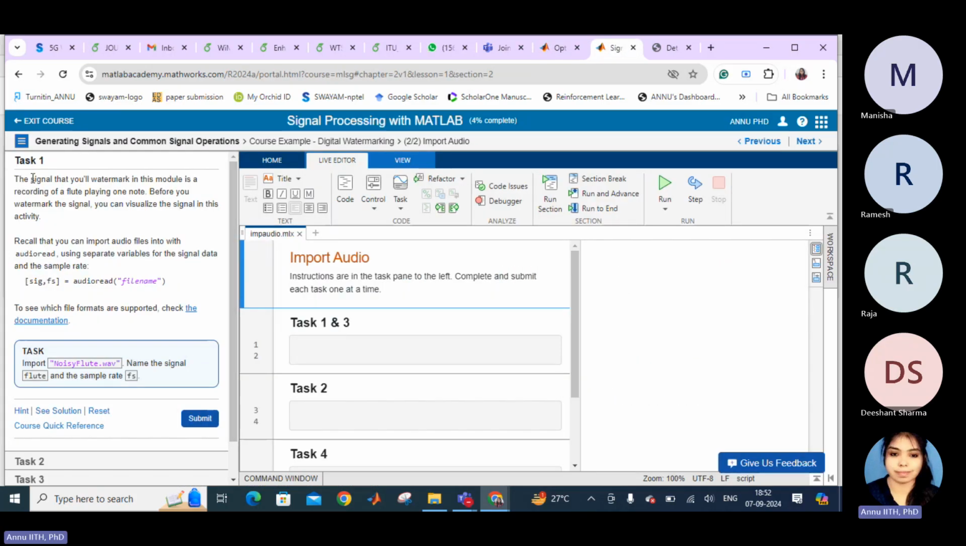The signal that you will watermark in this module is the recording of a flute playing one note. You try to read this.